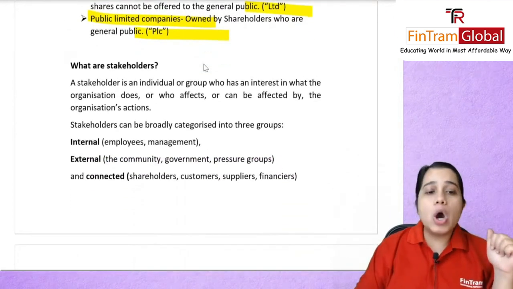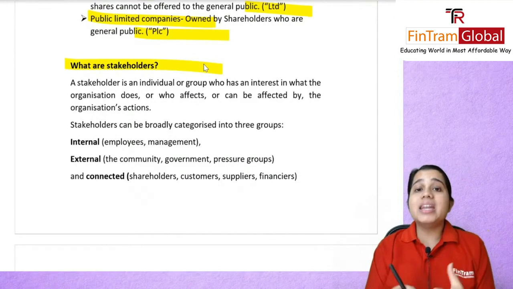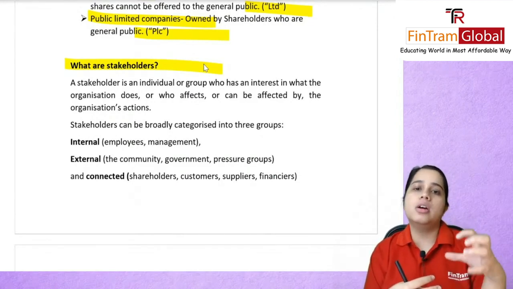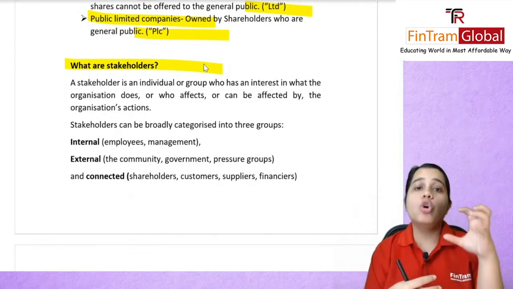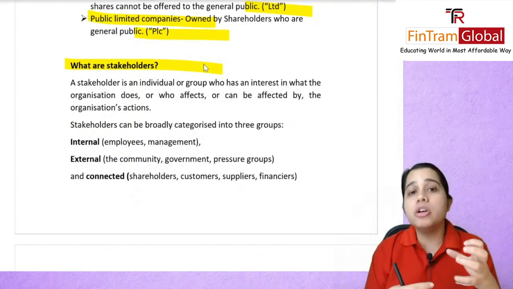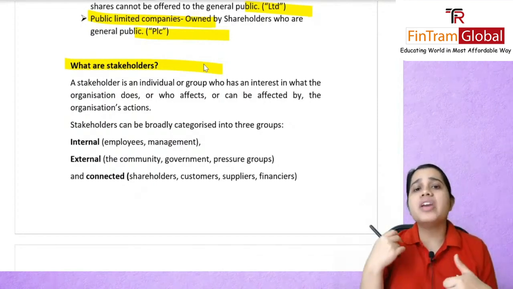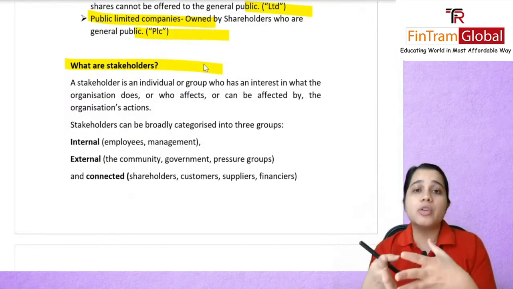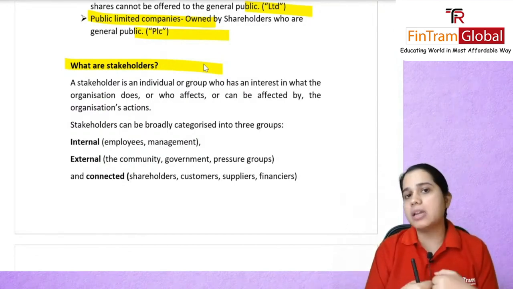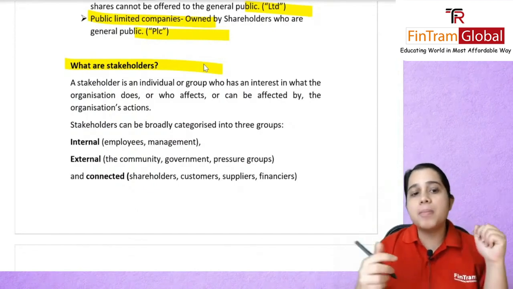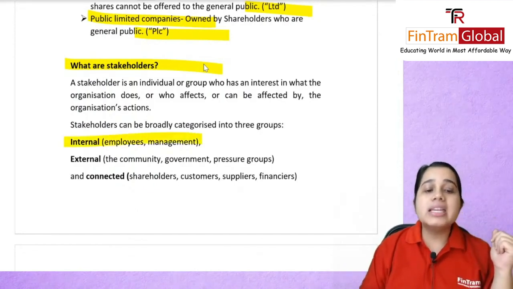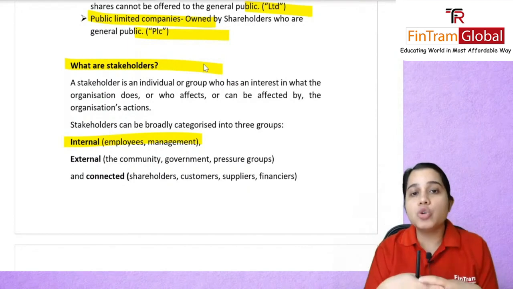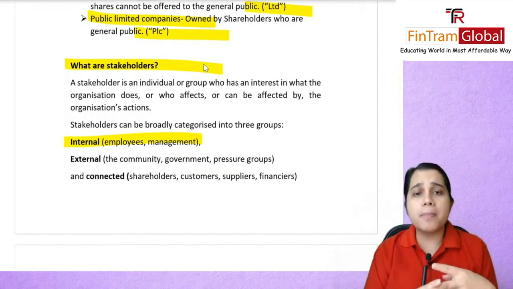Next, we had talked about what stakeholders are. If you remember, we had covered that a stakeholder is an individual or a group who has some sort of interest in how the company is doing, or can be affected by any activity of the company. So there were three categories here, if you remember. We had talked about internal stakeholders. These are internal to your organization. You have your employees, you have your management.